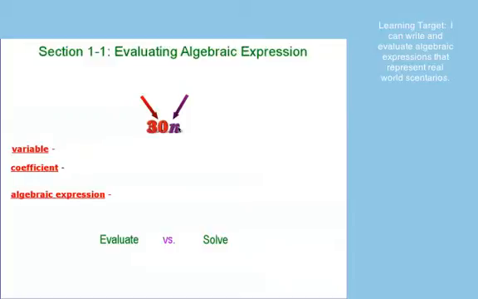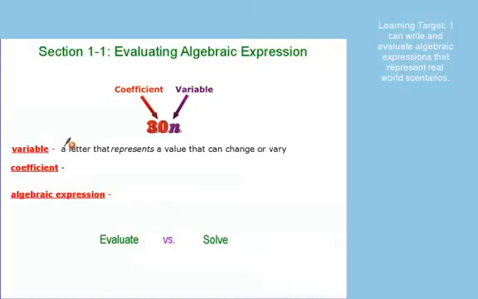now that when there's no symbol in between, what this means is 30 times n. What we have here is what we call a term. We have something happening to the variable, and that something is called the coefficient. A variable is a letter that represents a value that can change or vary. This word "represents" is going to be extremely important when you get to the actual use of algebra.